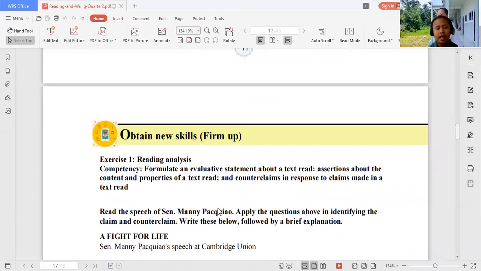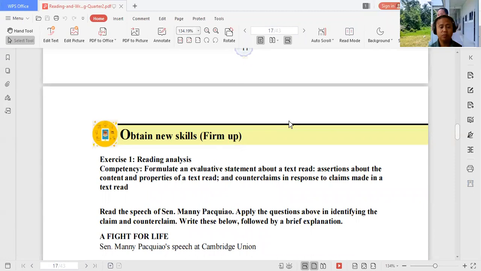Now let's jump up to obtain new skills. Hooray! So obtain new skills or firm up. Now exercise 1, reading analysis. Competency: formulate an evaluative statement about a text read, assertions about the content and properties of a text read, and counterclaims in response to claims made in a text read.